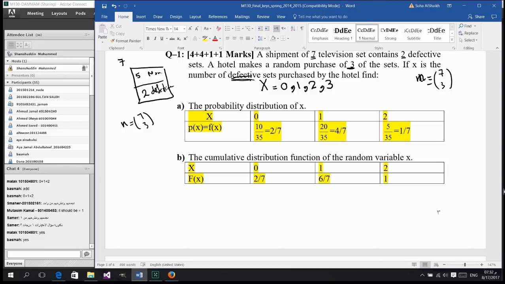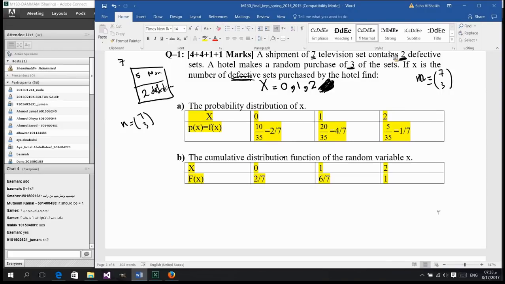A shipment of 7 television sets contains 2 defective. A hotel makes, yeah, no, it says 2 actually. Just 1 second. It is just 2, because basically the maximum is 2 defective. So the random variable, sorry, it is 0, 1, and 2. The maximum number of defective is 2, right? Not 3, since I'm talking about 2 defective of them.